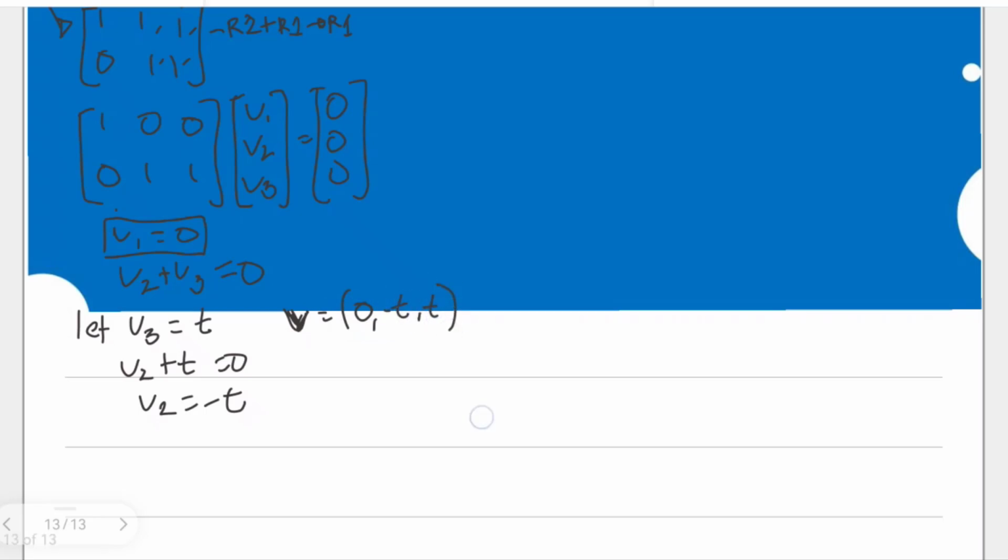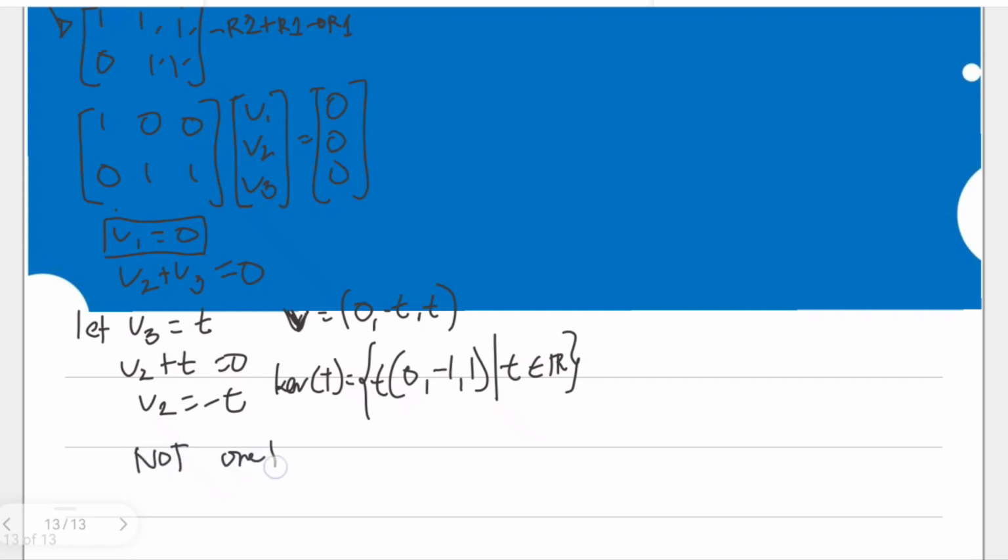Or your kernel of t can be expressed as a set when you factor out t: 0, negative 1, and 1, such that t is an element of the real numbers. This is your kernel of t. Notice that our kernel of t doesn't contain the 0 vector alone. We have this vector and its multiples. This would mean that this is not a one-to-one linear transformation, because for this to become a one-to-one linear transformation, we need to show that the element of our kernel of t is just the 0 vector itself.